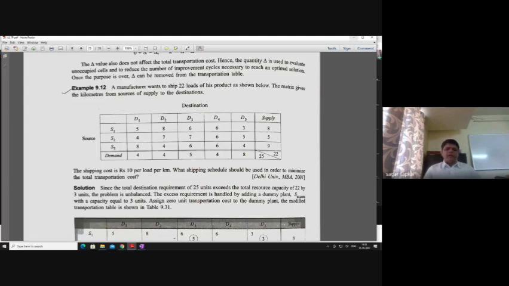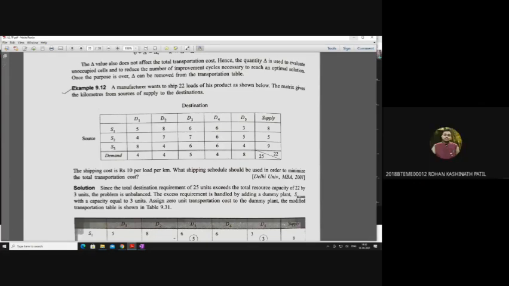What we are finding is the penalty between the smallest and next smallest. Here the smallest is 4. If we miss allocating to the smallest 4, then there is another 4 available where allocation is possible. So the difference between these two is 0. 4 minus 4 is 0. It is better to take both the smallest values into account and the difference between these two, that is 0. Okay, sir. Thank you.